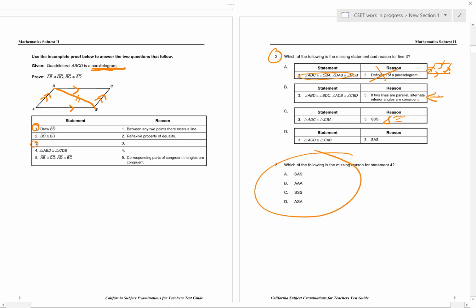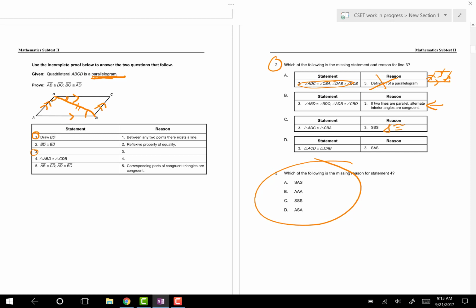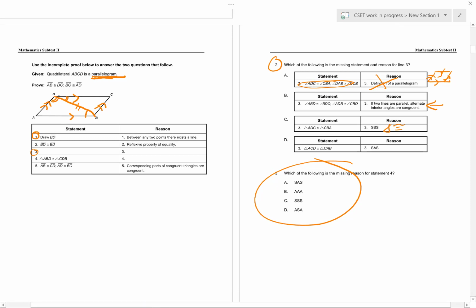So by elimination, it's got to be this one, and this one does make sense. They're saying that this angle is congruent to that angle because those are alternate interior angles, and if the lines are parallel, we know that the alternate interior angles are congruent. They also do the same thing with this one. This angle is congruent to that angle because they are alternate interior angles of those parallel lines cut by the transversal, so they are congruent. So this is looking good for B.